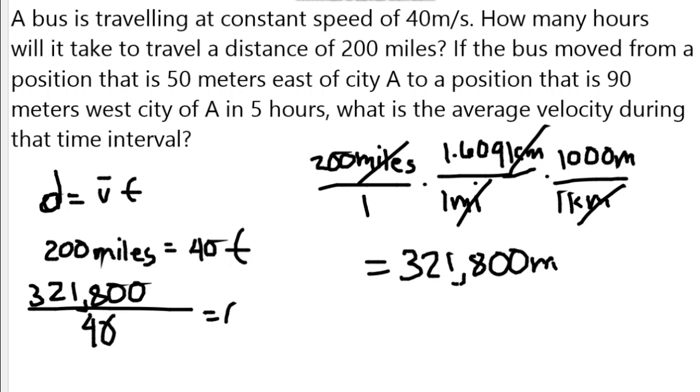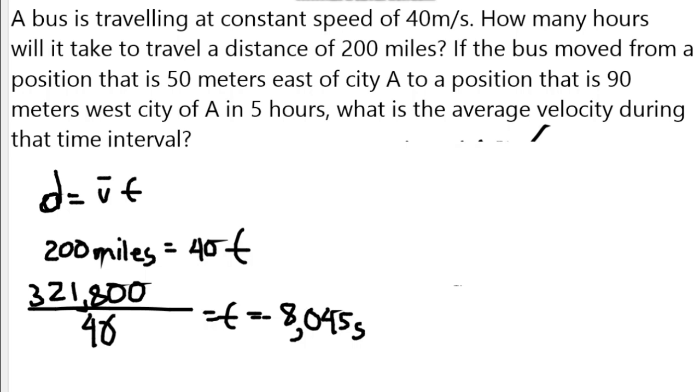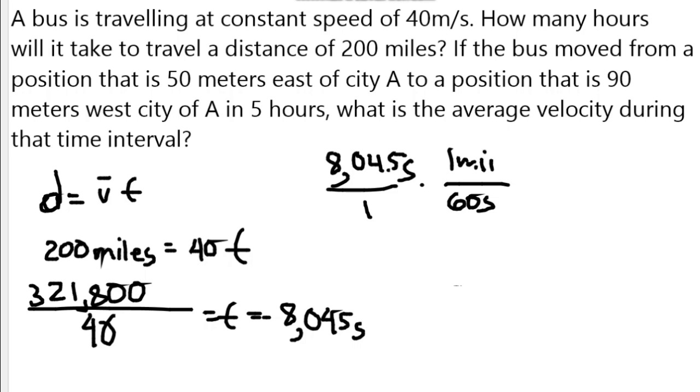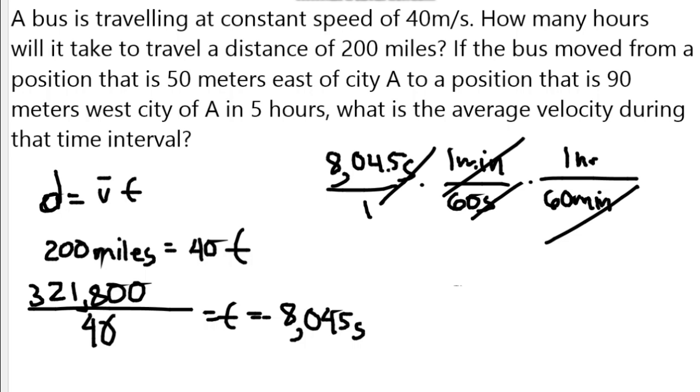Now we're going to divide this by 40 meters per second, and thus we will get the answer in seconds. The answer here is going to be around 8,045 seconds. So this is a lot of seconds. What we can do here is convert it into hours, or we can convert it to minutes, but hours is a more precise calculation. So let's do it. We have 60 seconds in 1 minute, and in 60 minutes there's 1 hour. So we can multiply all of this and divide. We can cancel the seconds and minutes.